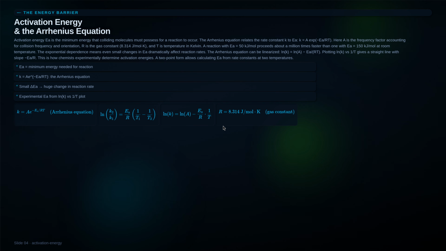The Arrhenius equation can be linearized. The natural log of k equals the natural log of A minus EA over R times 1 over T. Plotting natural log of k versus 1 over T gives a straight line with slope negative EA over R. This is how chemists experimentally determine activation energies.